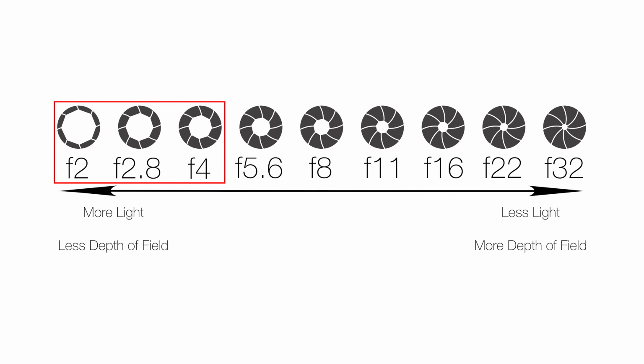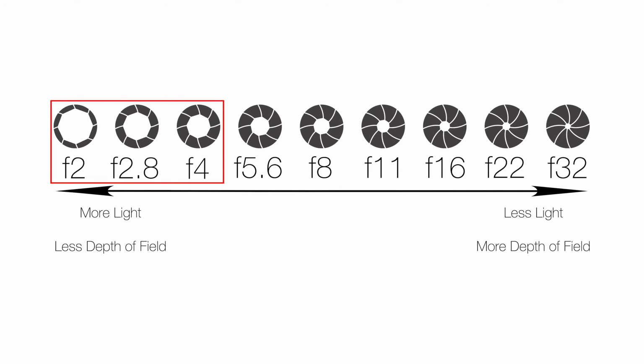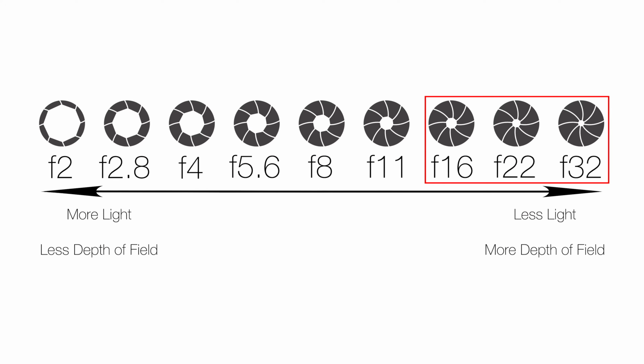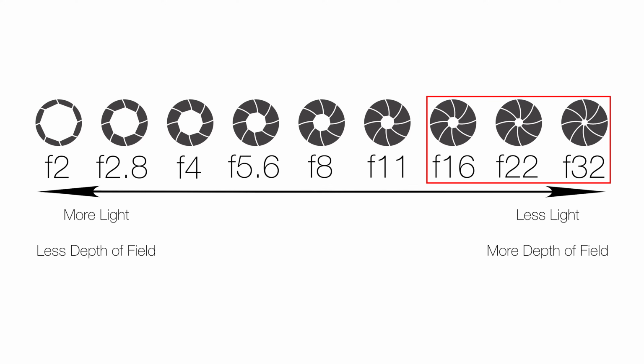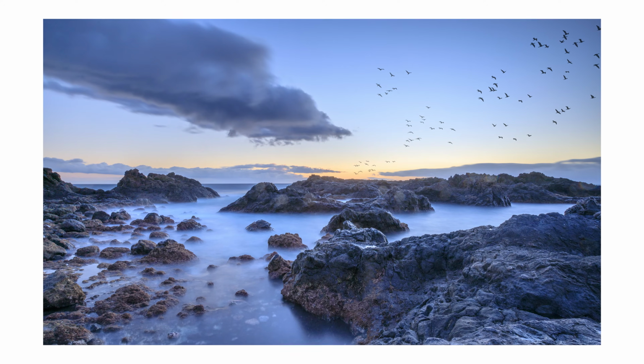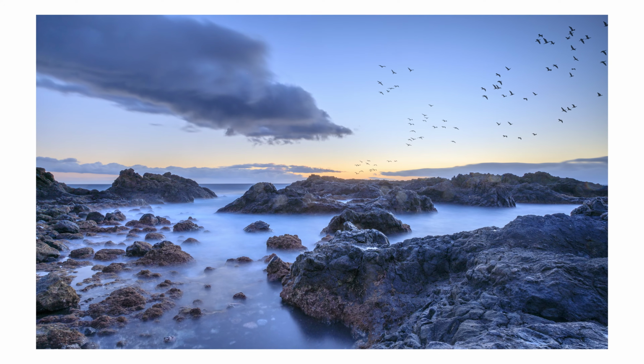basically works like this. The bigger the hole, the lower the F number, the shallower the depth of field that you will get. In a nutshell, the blurrier the background will be, okay? The smaller the hole, the larger the F number, the sharper the background will be, and that's generally referred to as a longer depth of field.